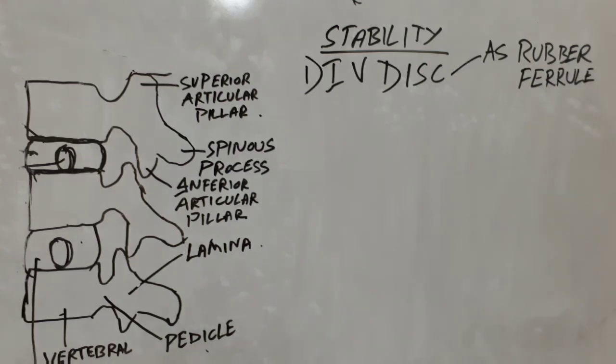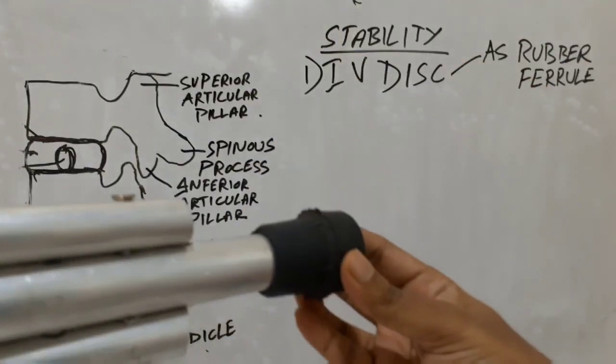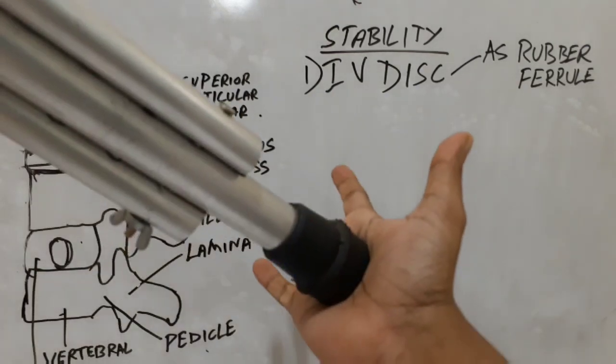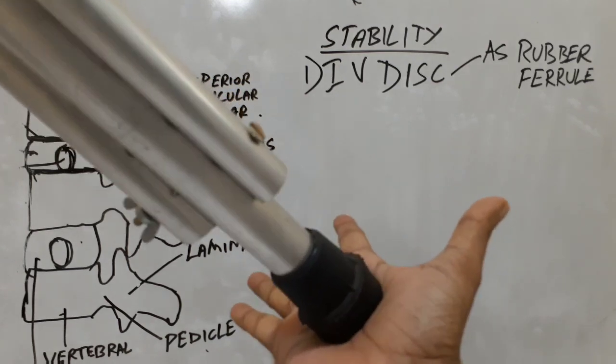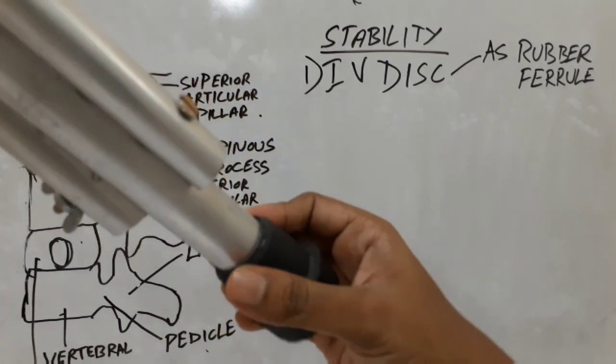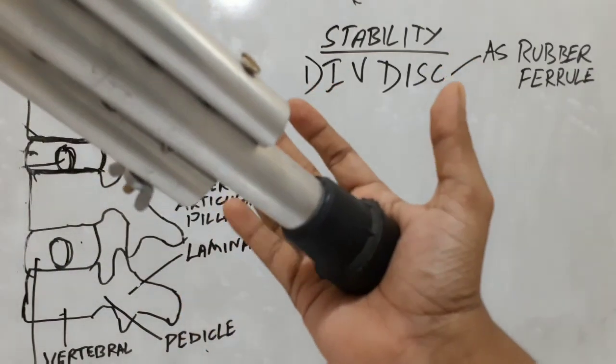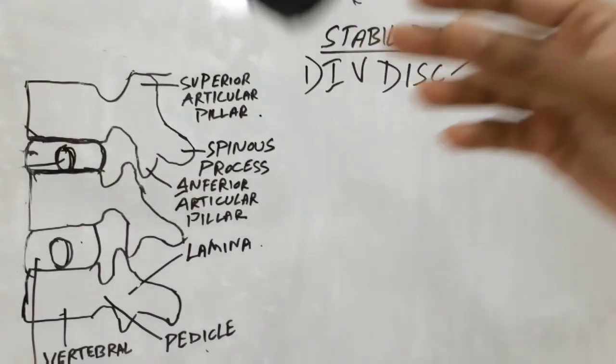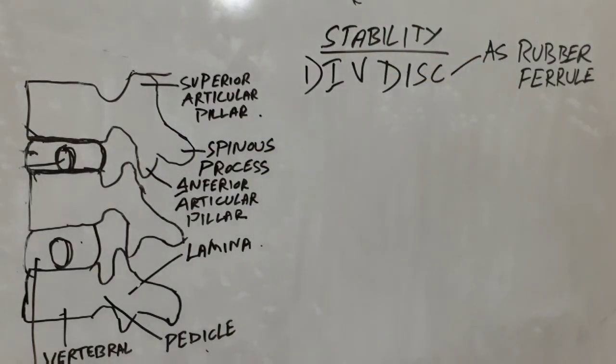So what is a rubber ferrule? You must have noticed under the table or under the stand, there is a black tip. Even for crutches you will be having the black tip. So what is the function of this tip? It will give you a good grip. So this is not actually a great stabilizer, but it is a great gripper. It will give a good grip between surface to surface. So this intervertebral disc acts like a rubber ferrule. That means a rubber tip.